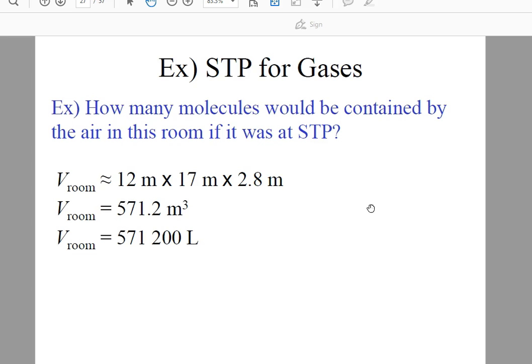What did they ask me to find though? Molecules. Alright? Stephen, how do we go from moles to molecules? Okay, so what goes on the top? Good. And on the bottom? Very good. Okay, so we can do that math and figure out how many molecules are in the room.